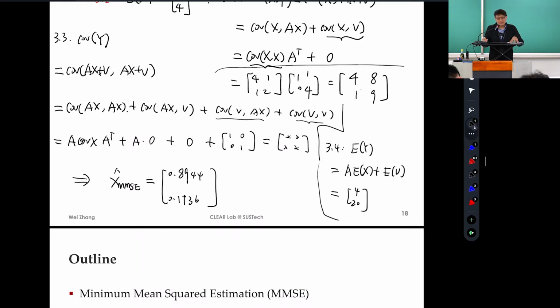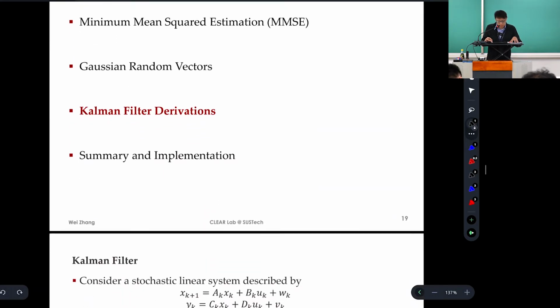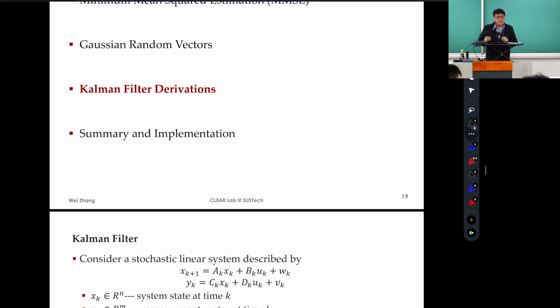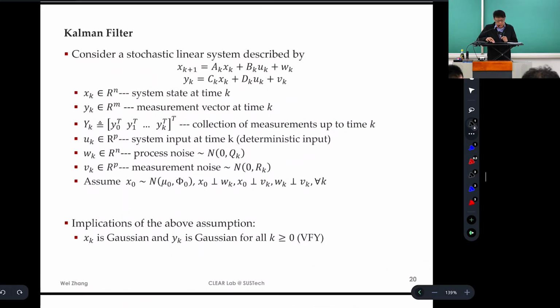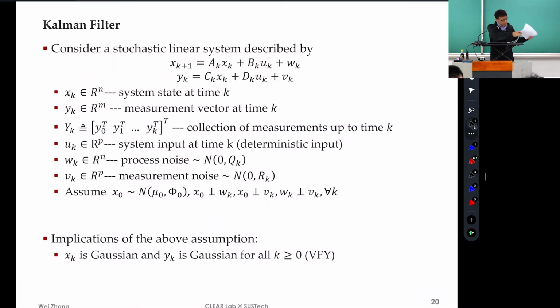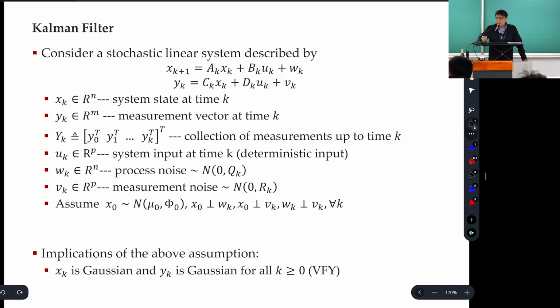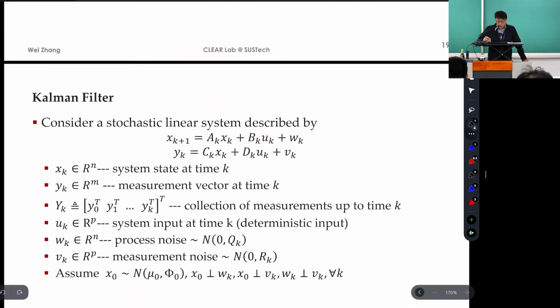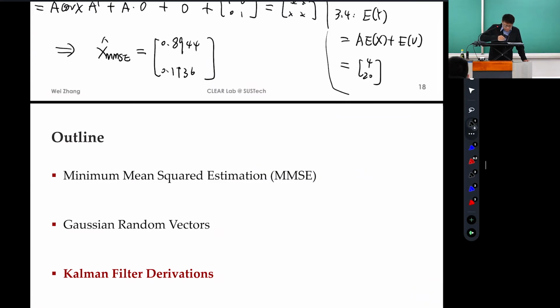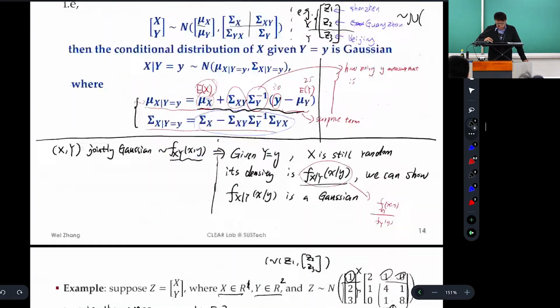Now we have everything. Let's go back to our key thing, which is the Kalman filter. Let me define a few notations a little more carefully. I think you have seen this format many times so far, but we haven't explained in detail what these mean. Any questions? Jointly Gaussian? I think we have it in this lecture, right?